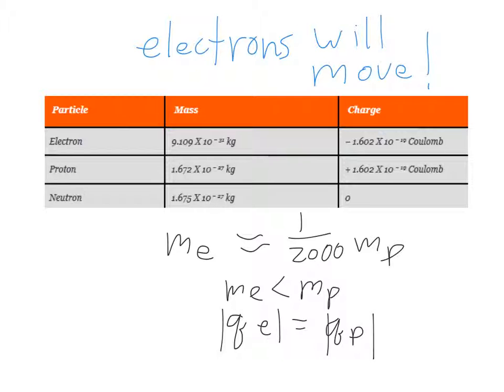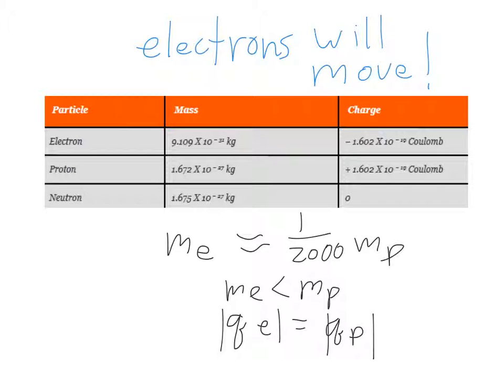I mean, this is simple inertia here. The more inertia you have, the less you are able to be accelerated by forces. So since protons have more inertia, they have less of a tendency to be moved by electrostatic forces that we're going to study. All right, so the last thing will be how do we measure charge?